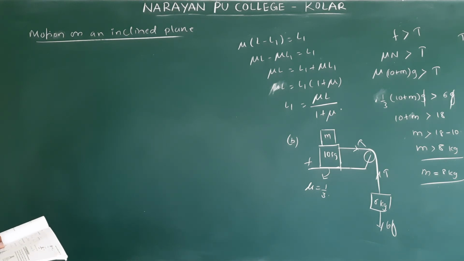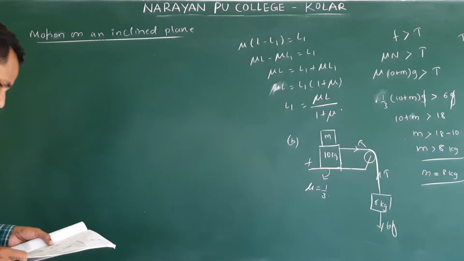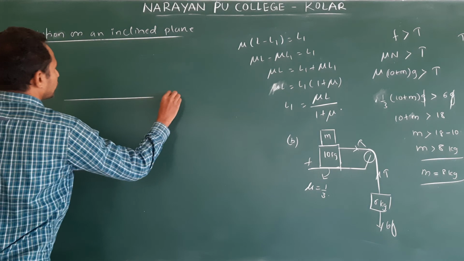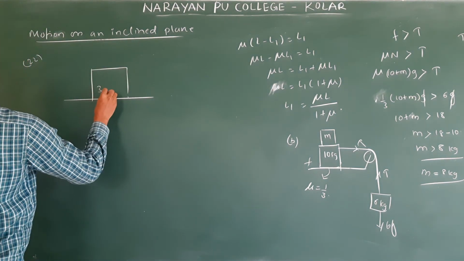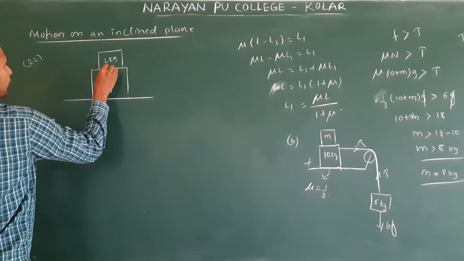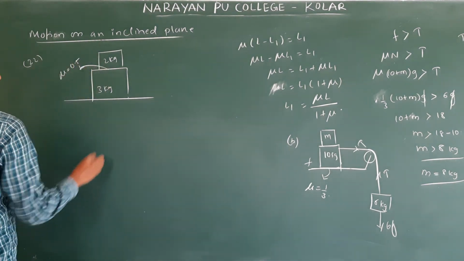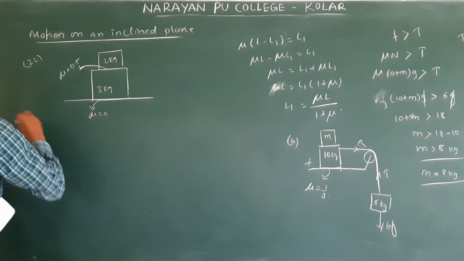Next, question 22. The friction coefficient between two blocks is 0.5. Find the acceleration of each block if F is equal to 5 newtons and 20 newtons. This is the first block, 3 kg, and above this a 2 kg block is there. The coefficient of friction mu is given as 0.5 between these, and here they mentioned smooth. Smooth means mu is equal to 0.